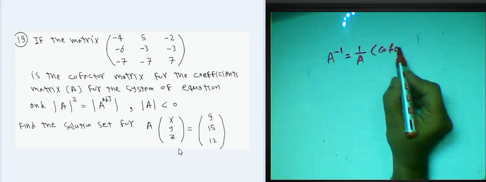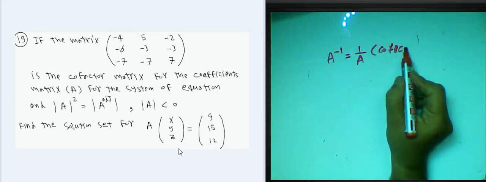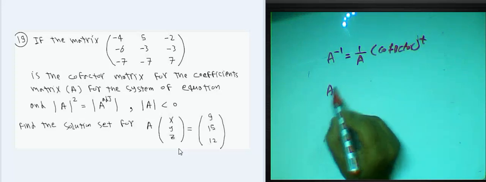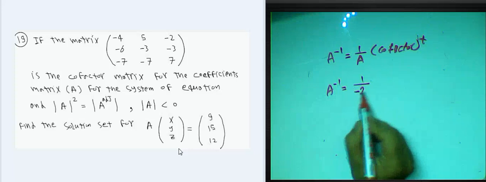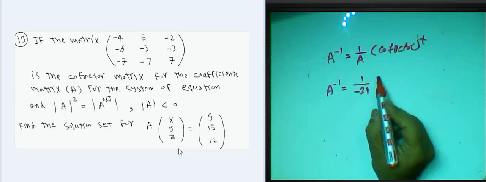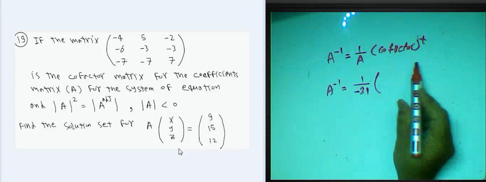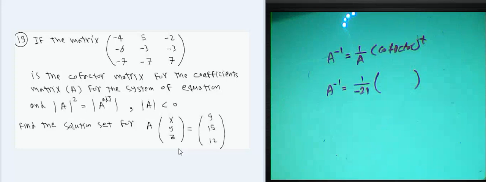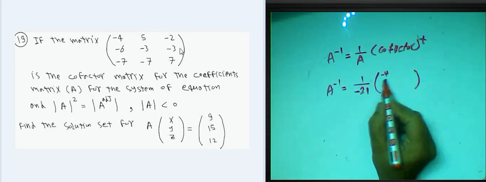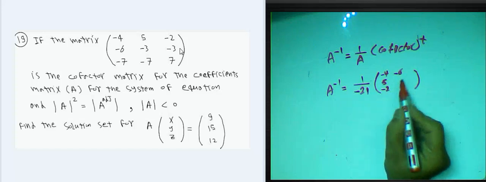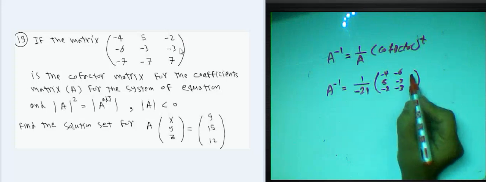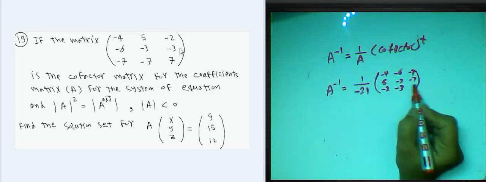Cofactor determinant. Okay, then A to the power -1 equals 1 over -21 multiplied by the cofactor determinant. We can write this matrix here: -4 and 5 and -2, -4 and 5 and -2 and -6, -3 and -3, -7, -7 and 7.